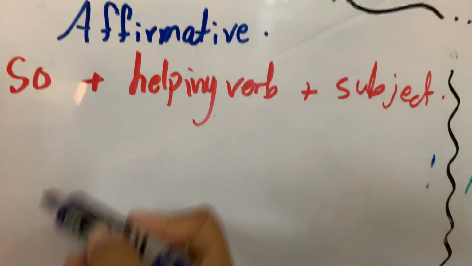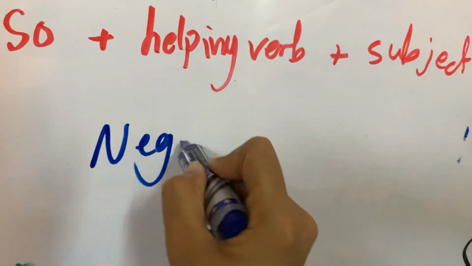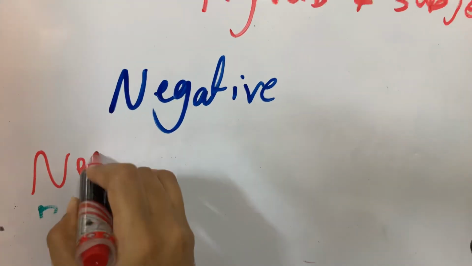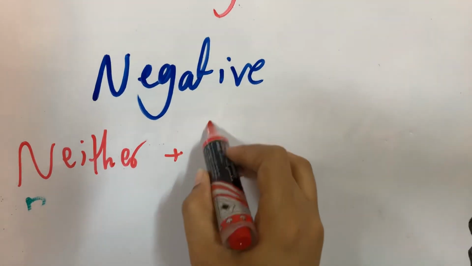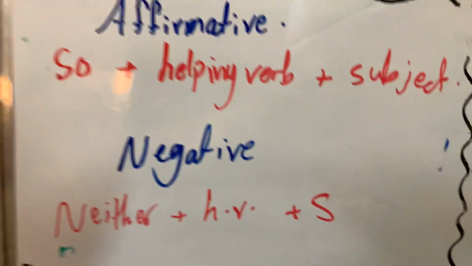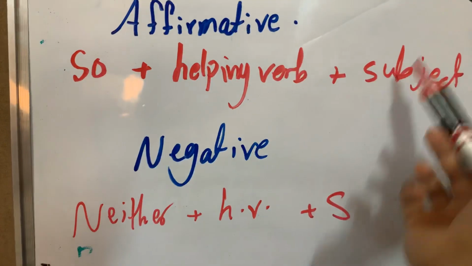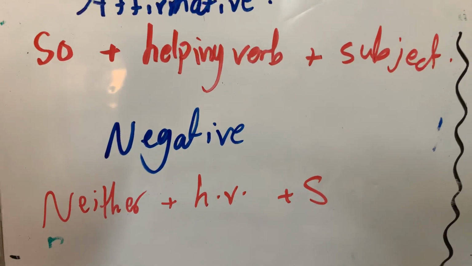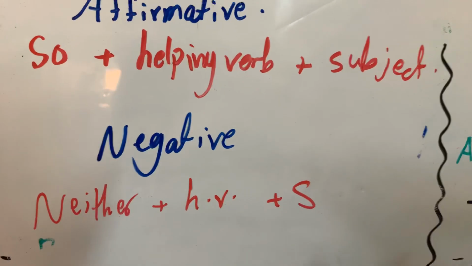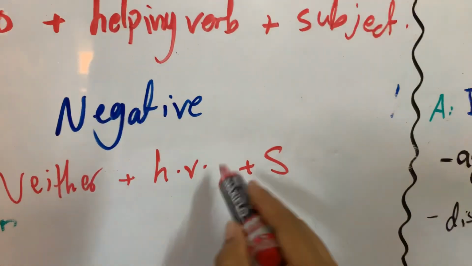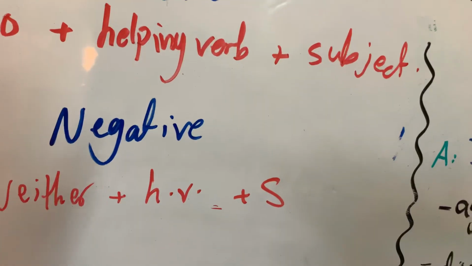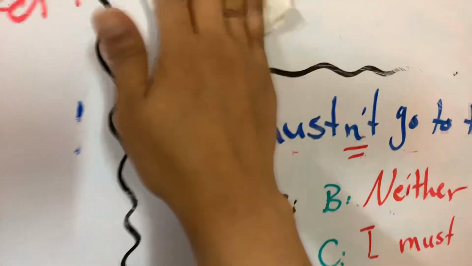First sentence. And if the sentence is negative, what does negative mean? It means it has not. We will use neither, and then the helping verb, and then the subject. Neither, helping verb, subject. For example, I can't go to the mall today. Neither can I. Because I said I can't. Please don't forget that here we can't use not, because neither is enough to give the negative meaning. Open your book on page 51 and do the exercise with me, please.